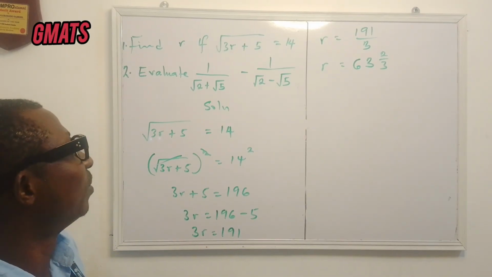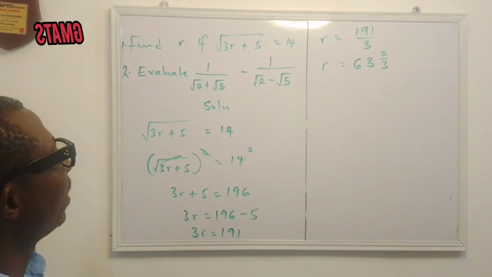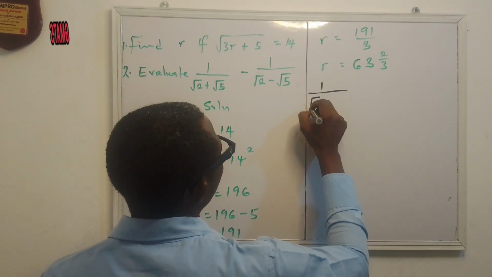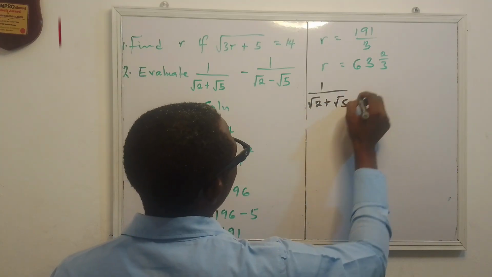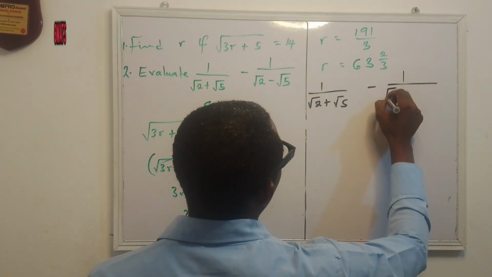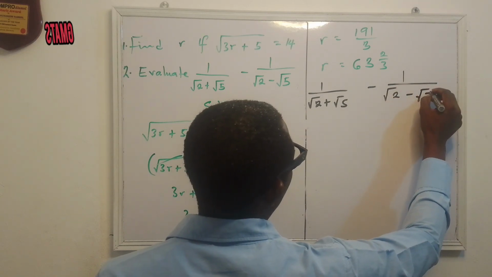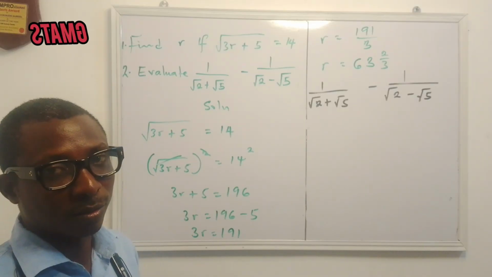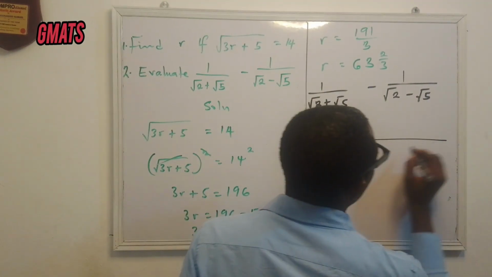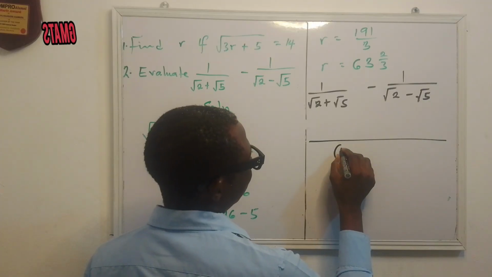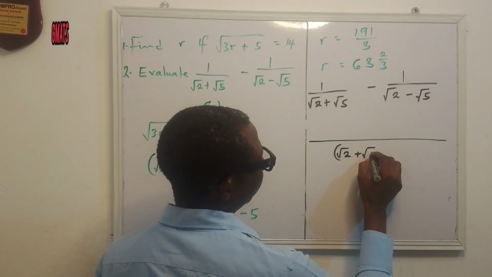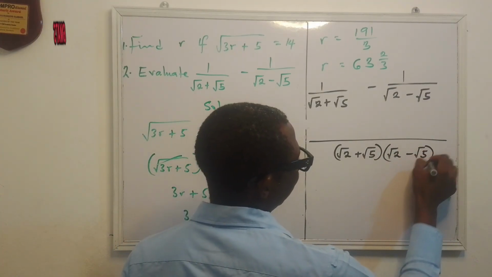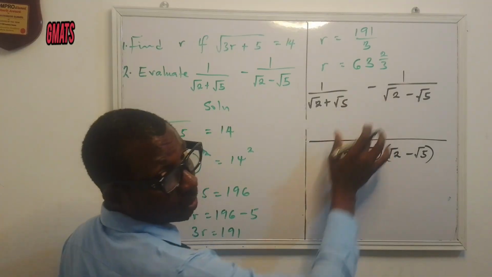Okay, all right. The second question, you have to evaluate 1 over square root of 2 plus square root of 5 minus 1 over square root of 2 minus square root of 5. Okay, so now you find the LCM of the denominators. Okay, so the LCM of the denominators is square root of 2 plus square root of 5 times square root of 2 minus square root of 5. Okay, so the multiplication of these two terms.